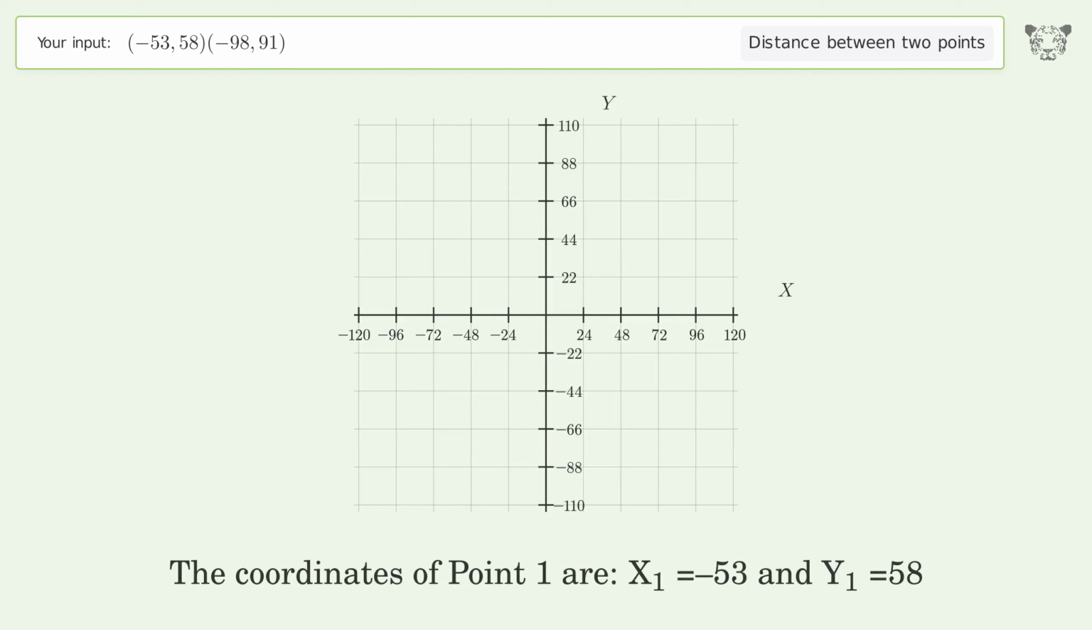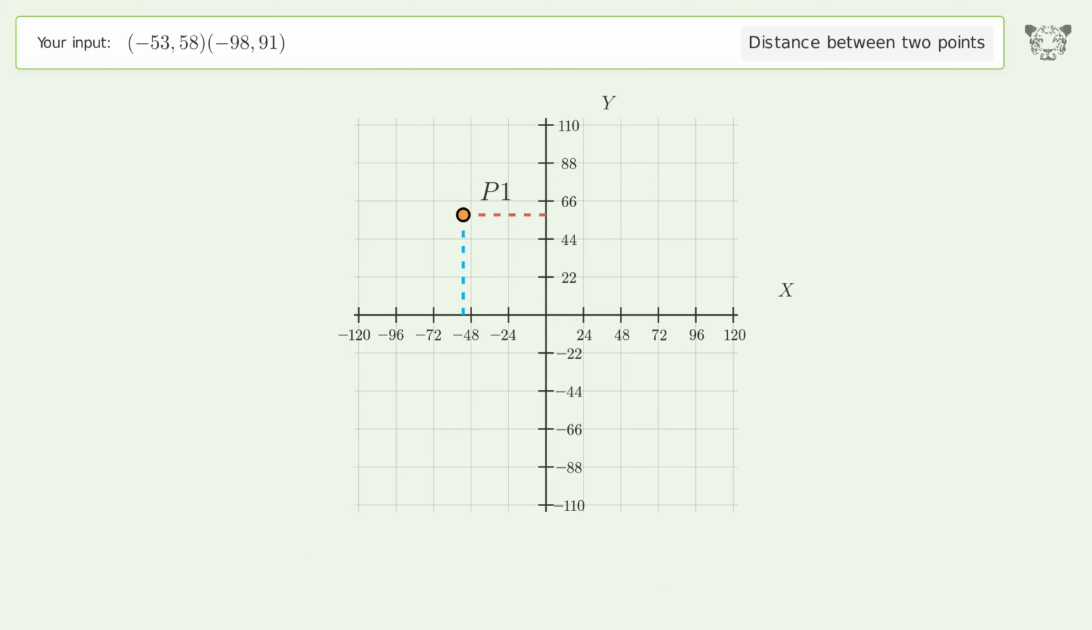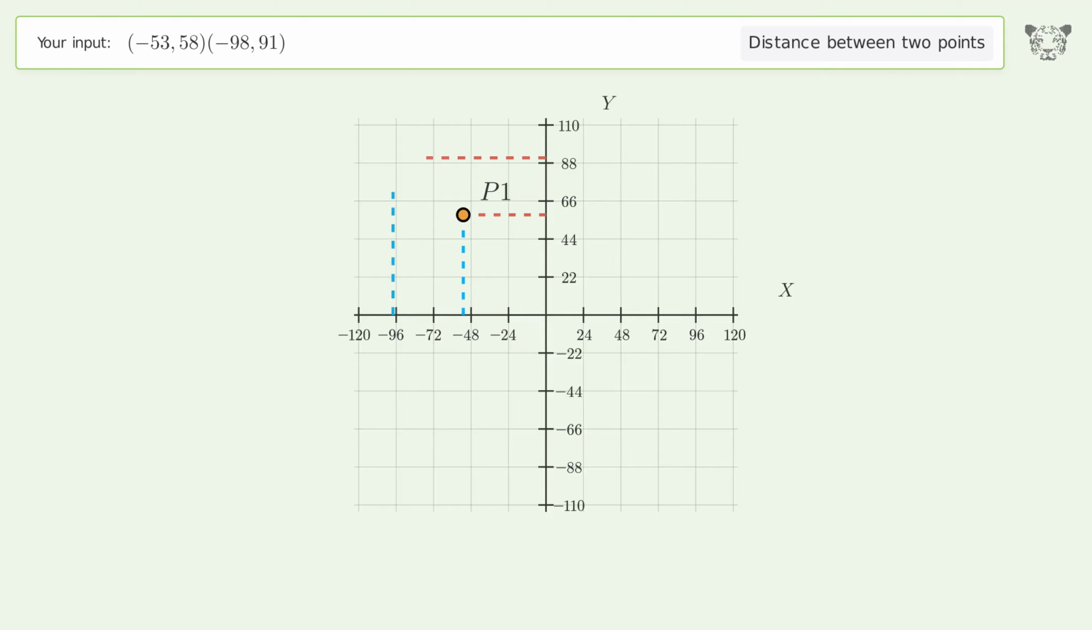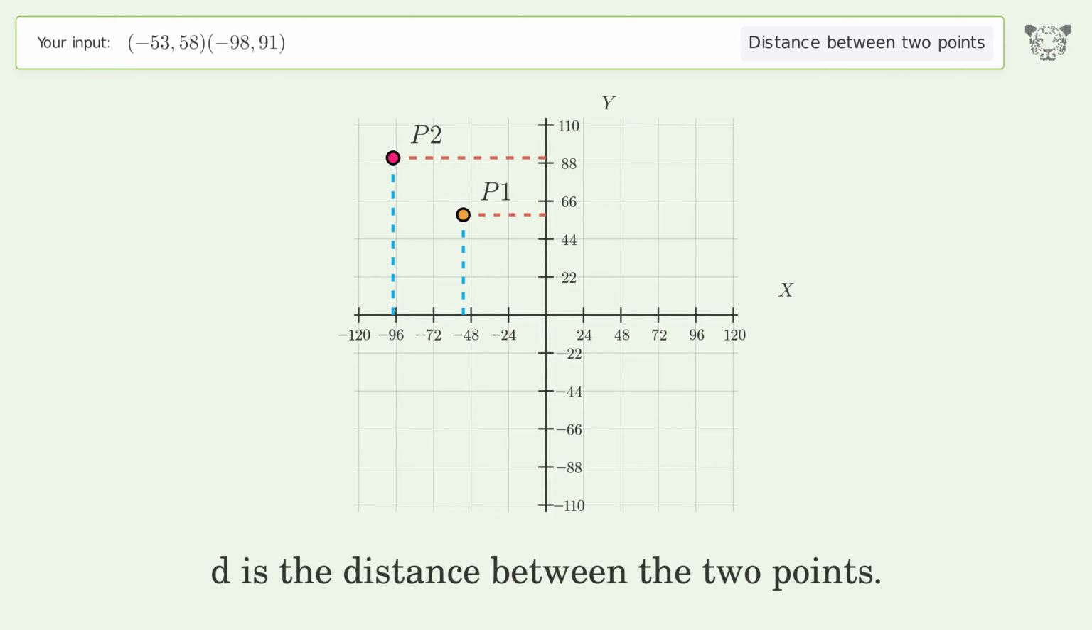The coordinates of point 1 are x1 equals -53 and y1 equals 58. The coordinates of point 2 are x2 equals -98 and y2 equals 91. D is the distance between the 2 points.